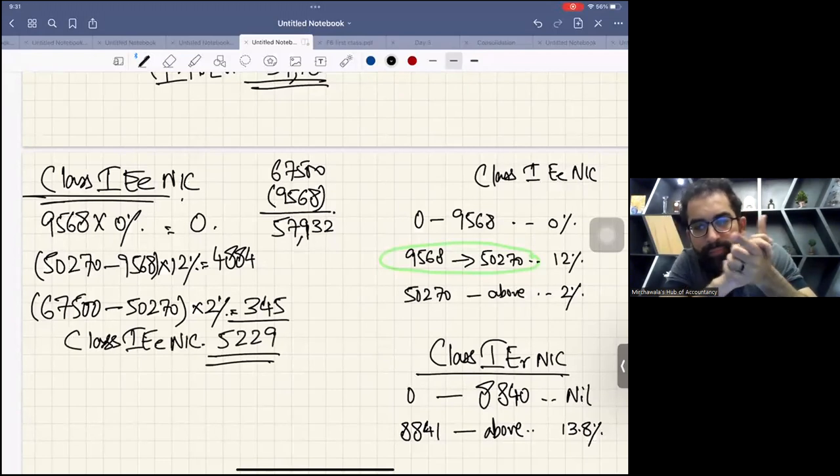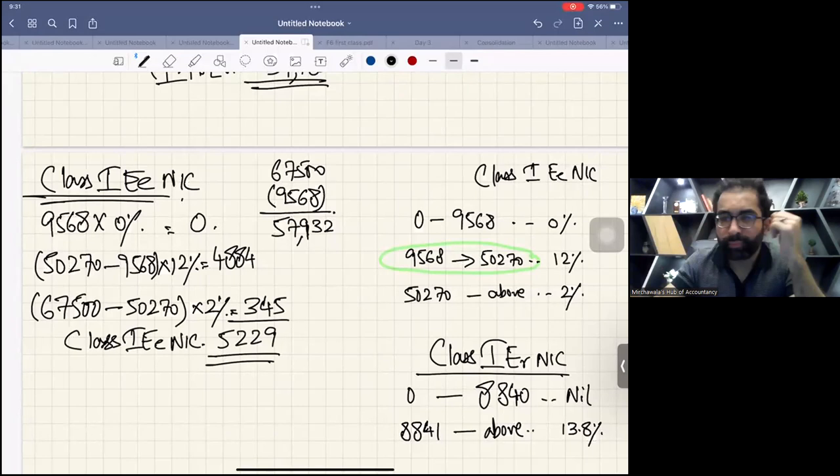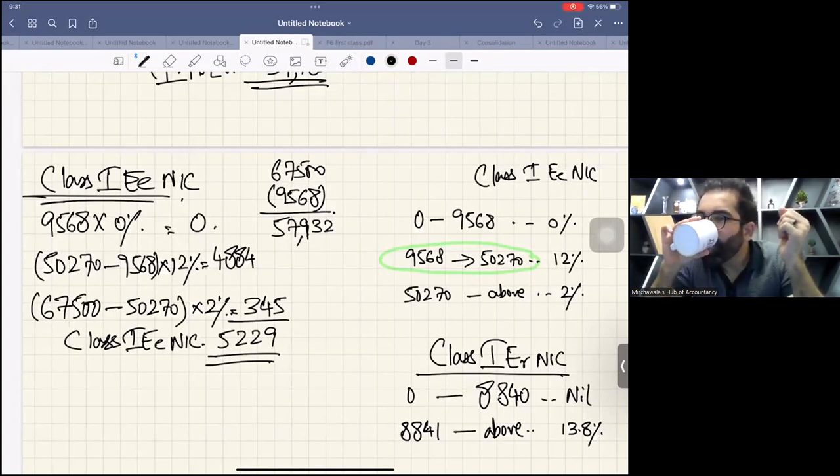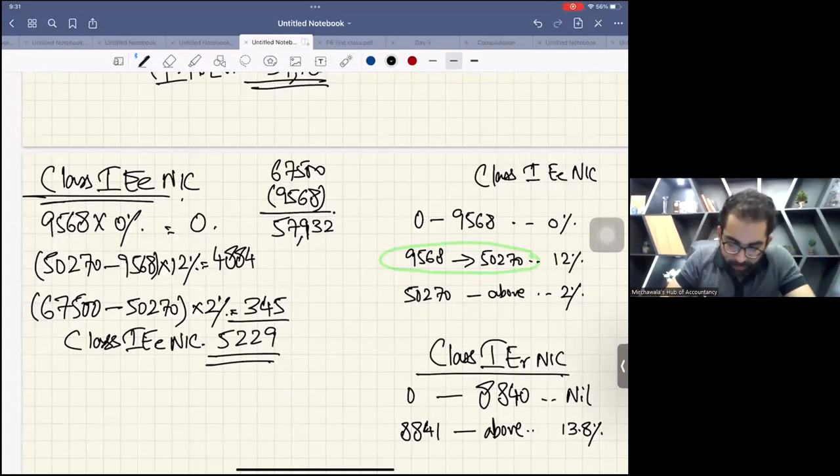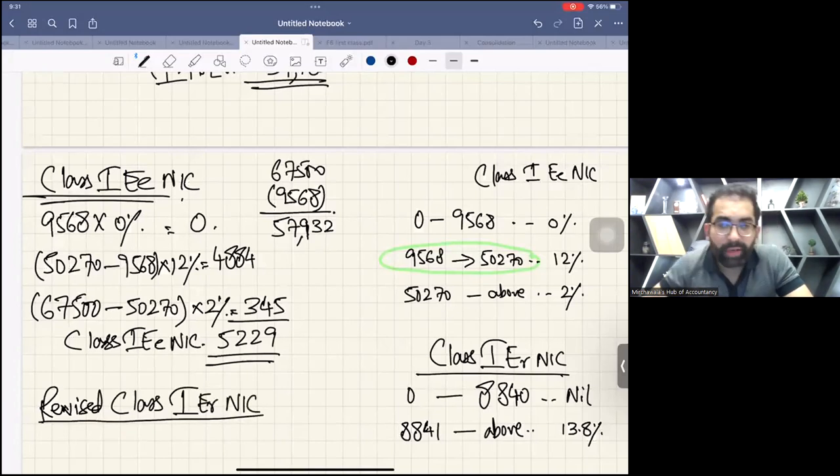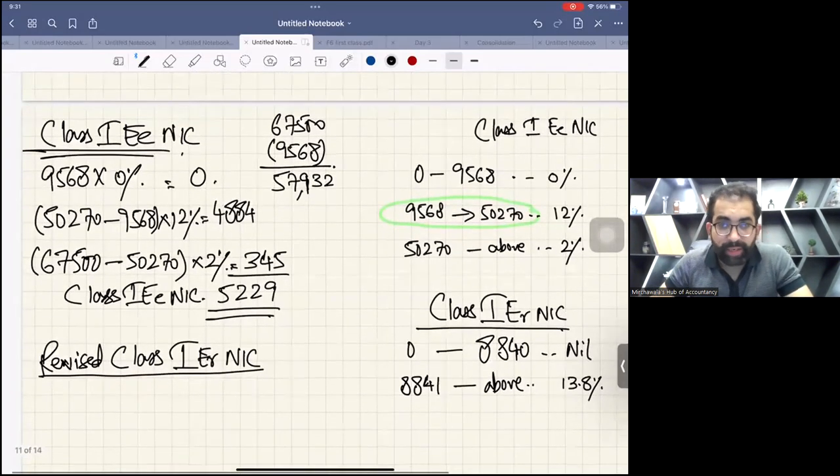Did you understand this? My dear student, did you understand this? Now, revised class 1 employer NIC according to the new salary. So see this, these are the rates. On the right hand side you have the rate.